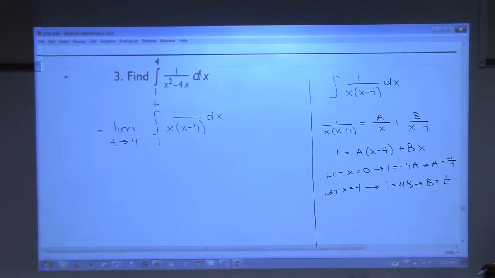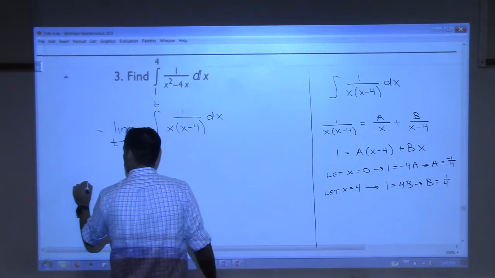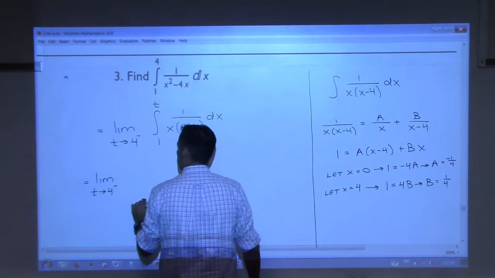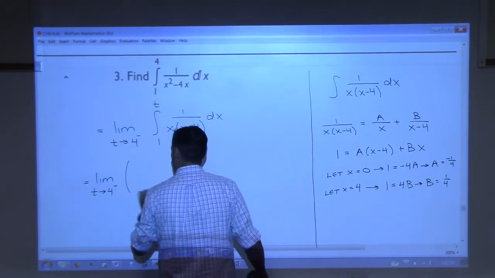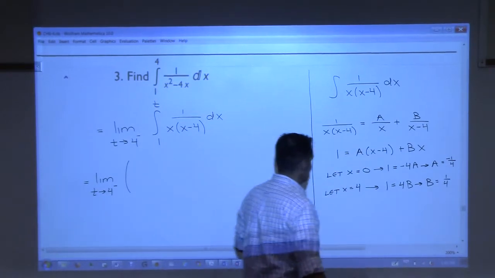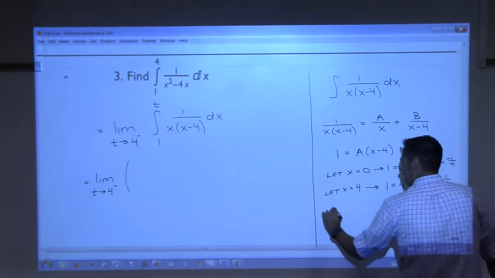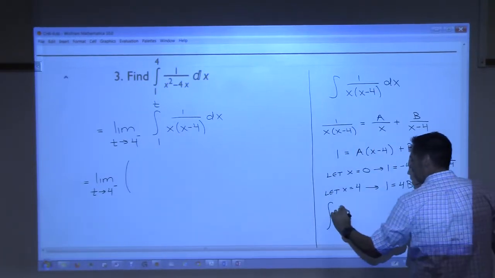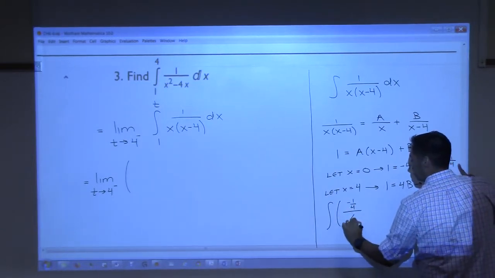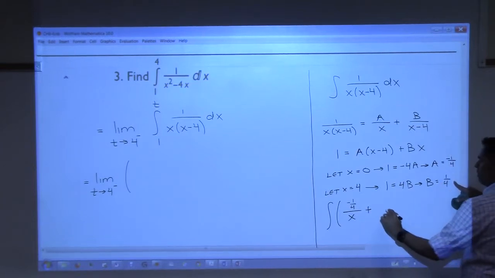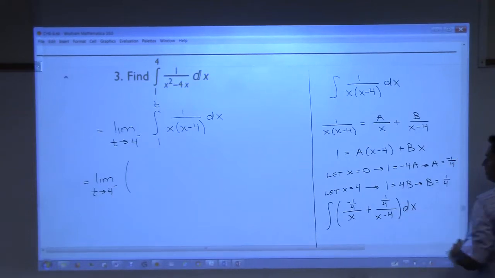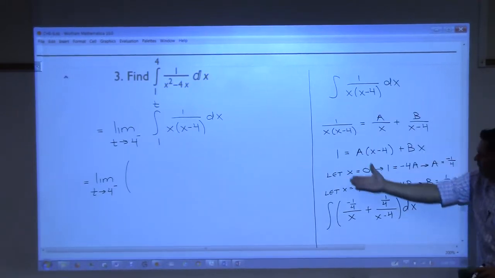Okay. I think I'm ready to go to the next step over here. So we have this equals the limit as t approaches 4 from the left of the antiderivative. Now I better put this antiderivative in parentheses. Oh crap, I never got the antiderivative. Sorry. This integral now up here becomes negative 1/4 over x, plus 1/4 over x minus 4, dx. Right, so that was just me using partial fractions to get it to here.